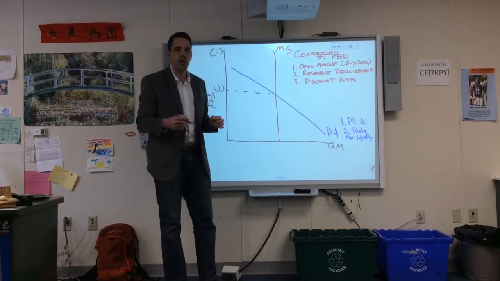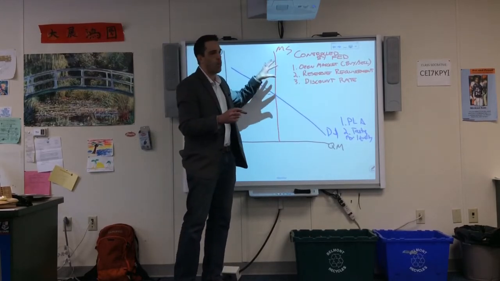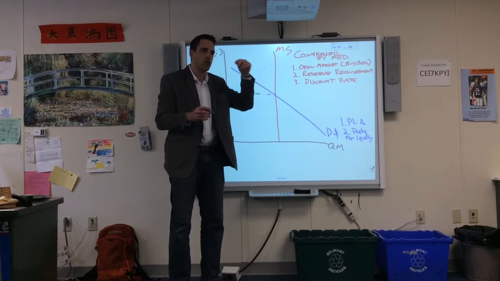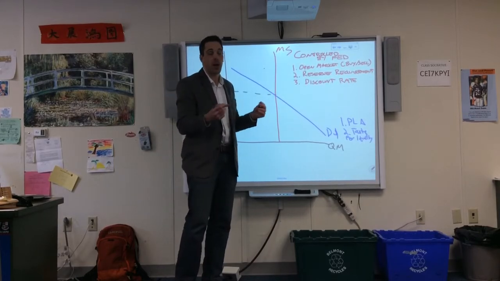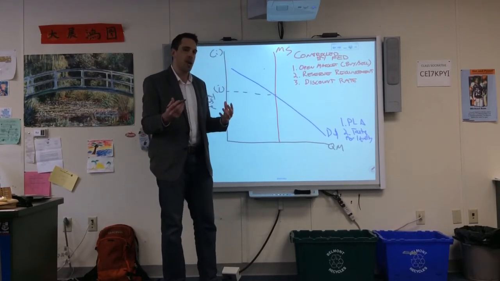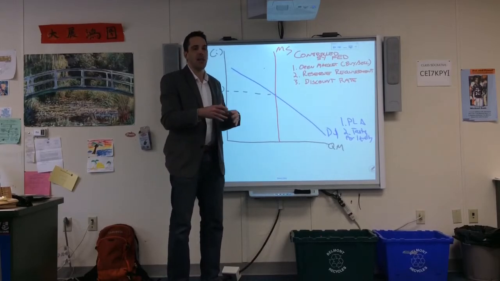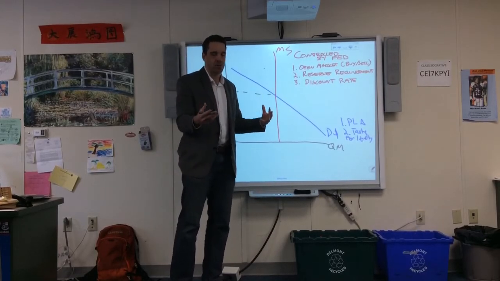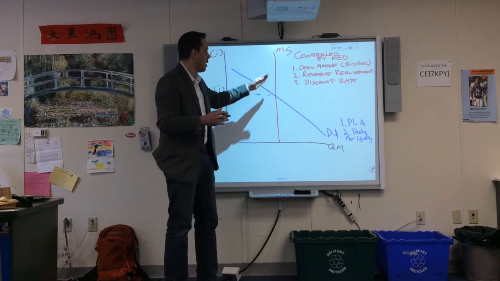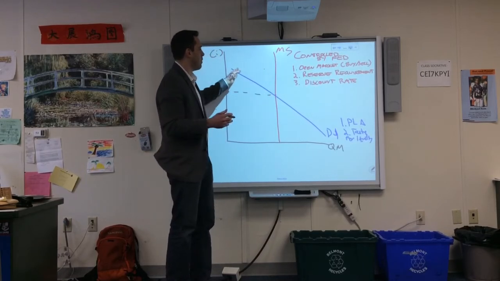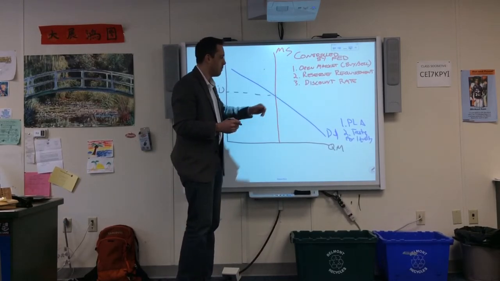And the discount rate. This is the rate at which the Fed will loan banks short-term overnight loans, the rate they lend it. The higher the discount rate, the more likely banks will keep excess reserves, which would decrease the money multiplier. You raise the discount rate, money supply left. You lower it, money supply right.